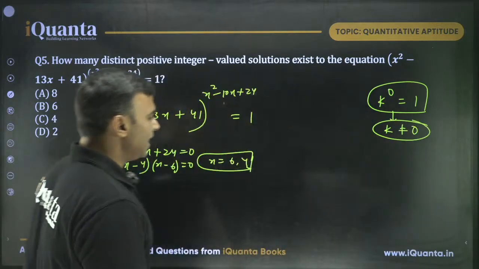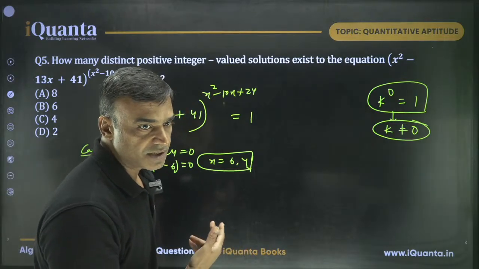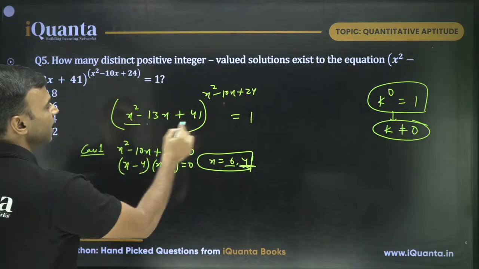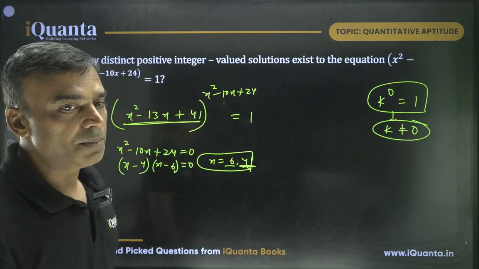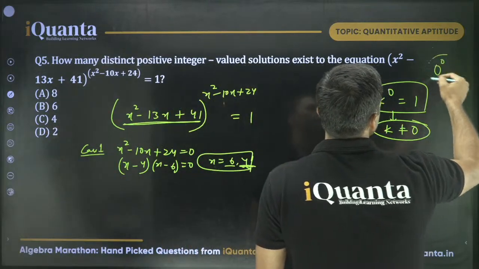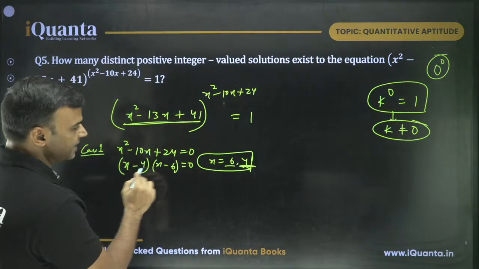So whatever values we have got, note this carefully, because as I said, this is how people make mistakes in such questions. Check 6 and 4 by putting them in the base. The base should not be equal to 0, because 0 to the power 0 is undefined. So you have to remember this as a condition. So we have got the values of x as 6 and 4.